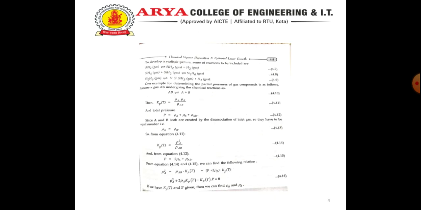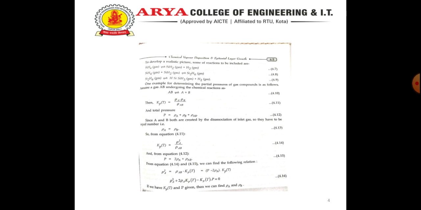Now, to develop a realistic picture, some more reactions are to be included. The reactions are given as SiH4 gas reacting to SiH2 gas plus H2 gas, and two other reactions. One example for determining the partial pressure of a gas compound is as follows.